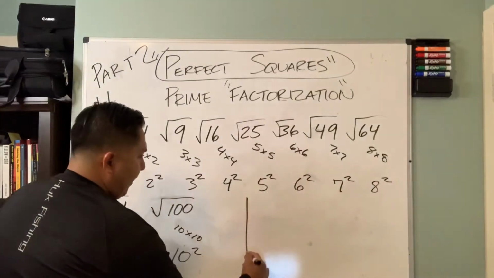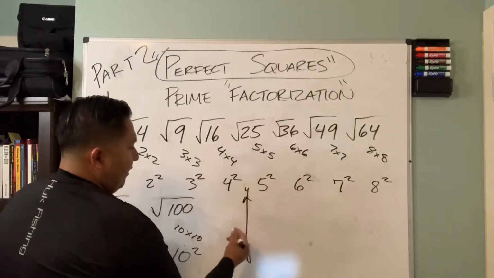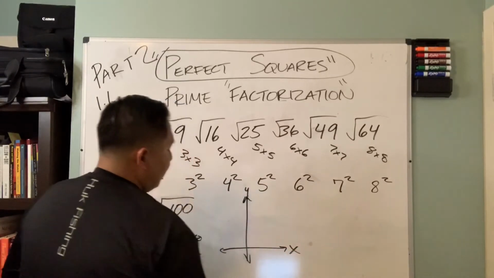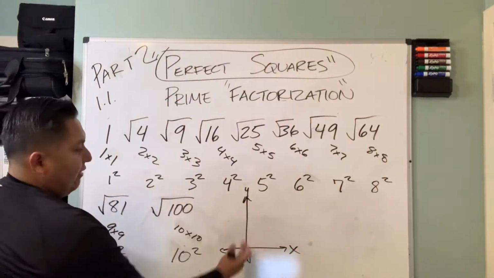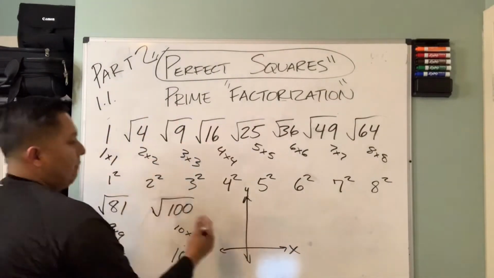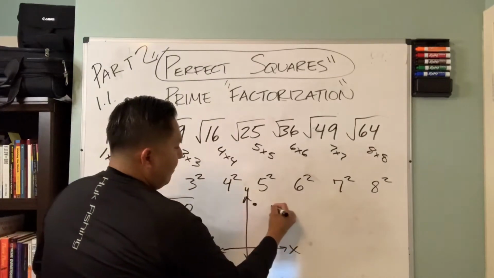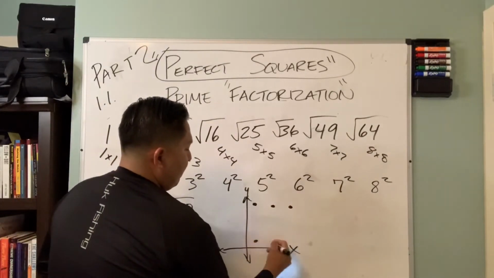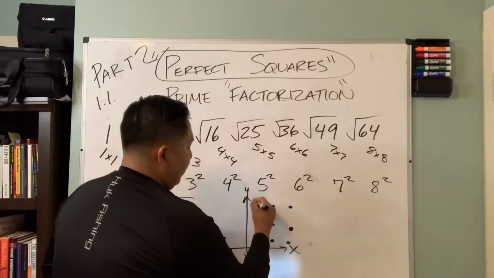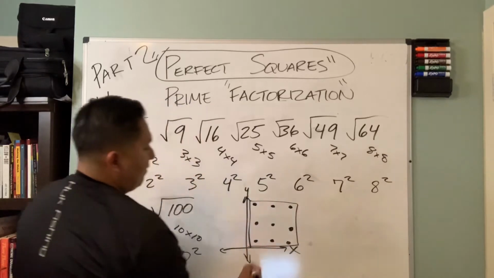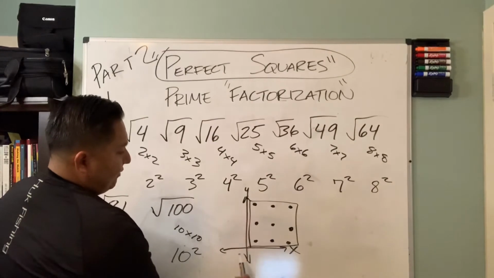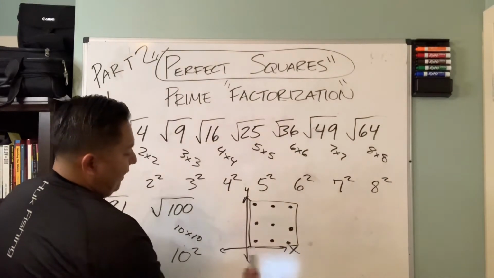Okay, so you have your y-axis here and your x-axis here. So two-dimensional, you have a height and you have a width. Let's go and focus on 9, square root of 9. So here's my square. Now again, my height, I have a height of 3 dots. I have a width of 3 dots for my x-axis.